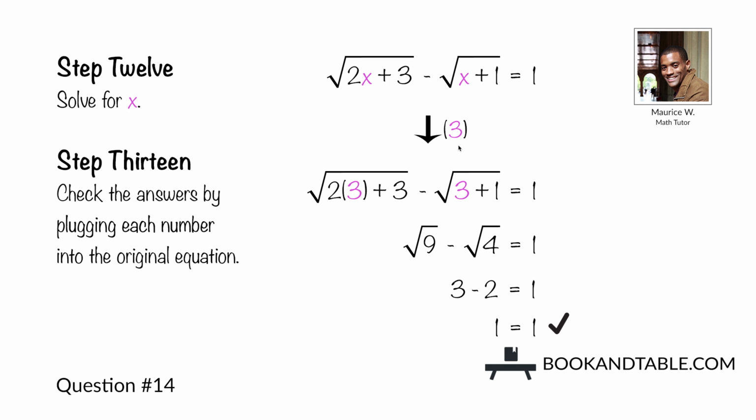And then when we test 3, 2 times 3 is equal to 6. 6 plus 3 is equal to 9. The square root of 9 is equal to 3. For our second term, we have 3 plus 1, which is equal to 4. The square root of 4 is equal to 2. So 3 minus 2 is equal to 1. And again, since the left side equals the right side here, that confirms that x also equals positive 3.